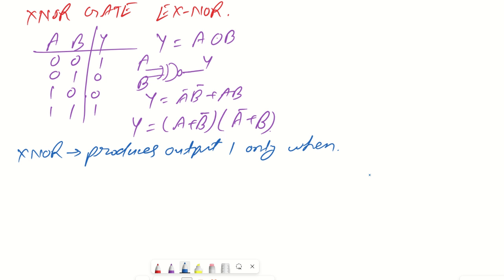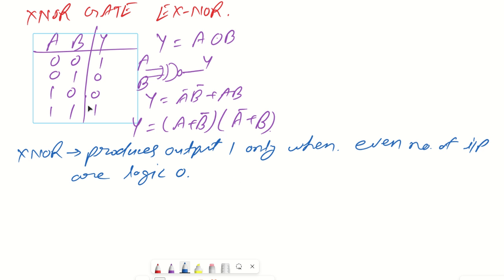Okay, so when an even number of inputs are logic 0, so if logic zeros are an even number of terms, then you will get output as 1. So in the XOR gate, we had seen an odd number of inputs as 1. In the XNOR gate, an even number of inputs as zeros. Okay. Now some of the properties that you can see.